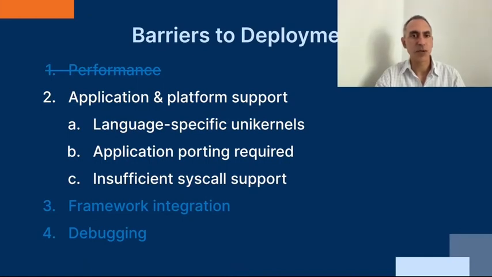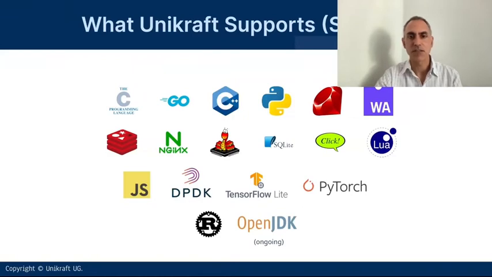So the second barrier to deployment has to do with application and platform support. In the past, there's been a lot of unikernel projects that were specific to a single application or a single language, so their applicability was limited. Many of them require porting, so you had to actually take an application and modify it by hand so that it would run on the unikernel OS, so that wasn't really scalable. And for those that did support some level of POSIX, meaning they tried to offer the Linux API, there was insufficient syscall support, so it was only partly supported. Unikraft already supports a rich set of applications and programming languages.